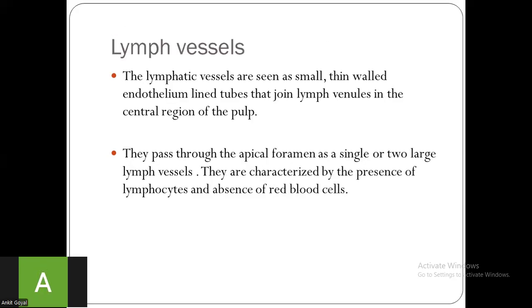Now, lymphatic vessels are also present in the pulp. The lymphatic vessels are seen as small, thin-walled endothelial tubes that join lymph venules in the central region of the pulp. They pass through the apical foramen as single or two large lymph vessels. They are characterized by the presence of lymphocytes and the absence of red blood cells.